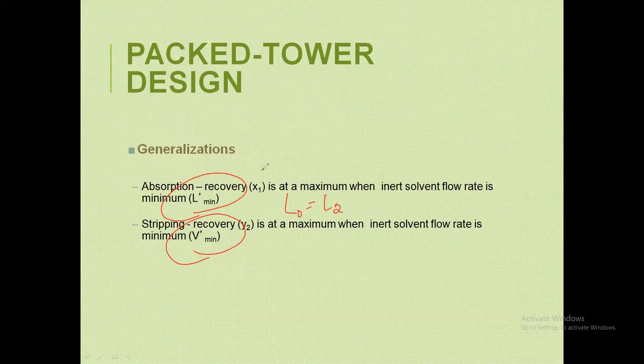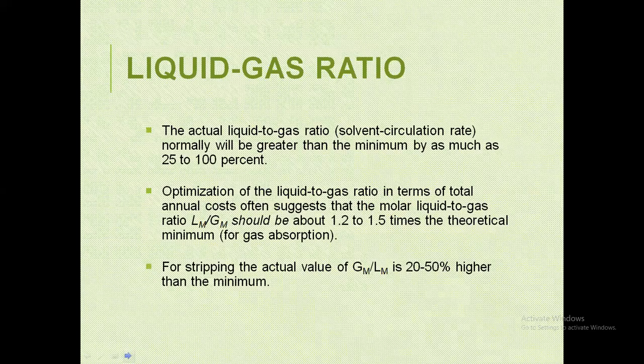So we maximize x1 in gas absorption. We maximize y2 in stripping. And we use the total component balance equations using the L primes and the V primes. Now, as to liquid-gas ratios, the actual liquid-gas ratio, or the solvent circulation rate, normally will be greater than the minimum by as much as 25 to 100%.